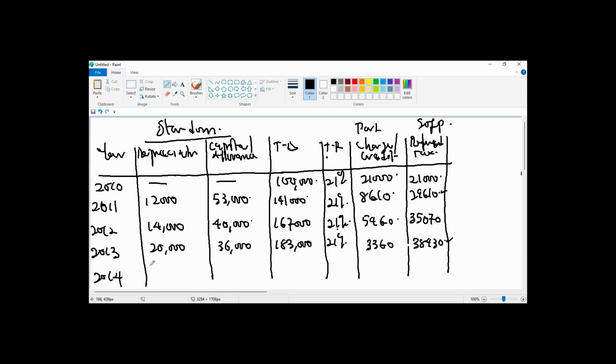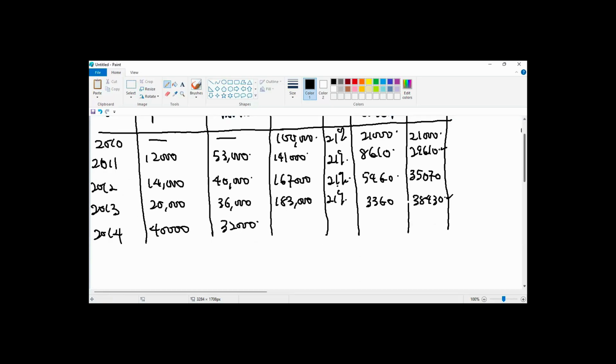What is depreciation? 40,000, and capital allowance 32,000. Now things have changed. Depreciation is now more than capital allowance. What do we do? I will interpret it as a credit, not a charge.